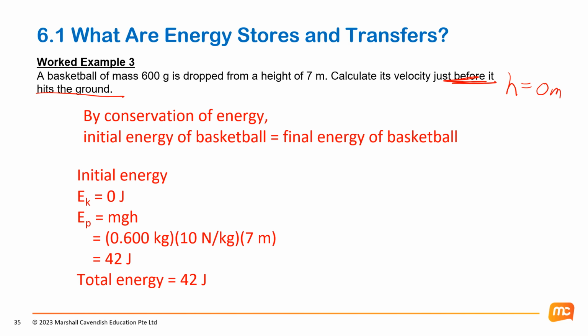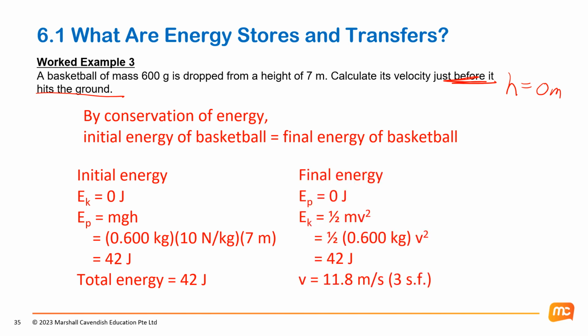Our final state is just before it hits the ground. So just before it hits the ground, the potential energy is 0 joules because, like I said earlier, the height is 0 meters. You could put mgh and then substitute h equals 0, but I've skipped that step, just as I skipped the step of half mv squared with v equals 0 in the initial energy stage. So what that means is that our kinetic energy, half mv squared, must be equal to 42 joules because the total energy is 42. So all of it is in the kinetic energy.